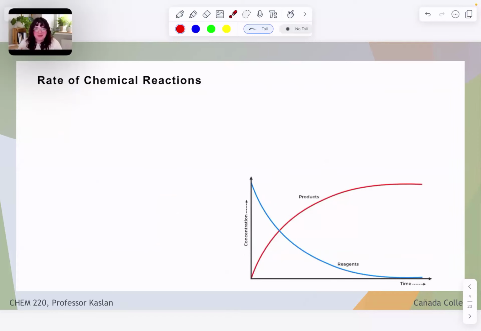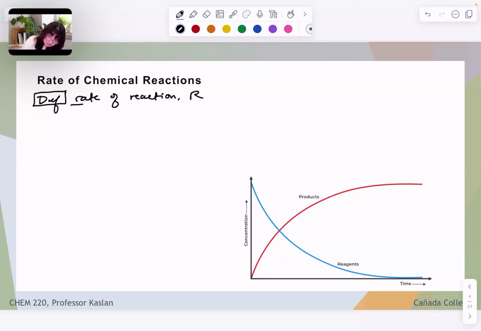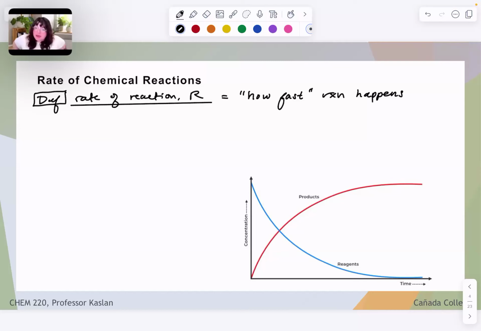All right. Let's talk now about the rate of chemical reactions. Now that we understand that reactions happen because of collisions between molecules, and that collisions must occur with a specific orientation, as well as a certain amount of energy needed to meet that transition state complex, let's define the rate of a chemical reaction, capital R. This is how fast a reaction proceeds or happens. So we are now thinking about time as a component here.